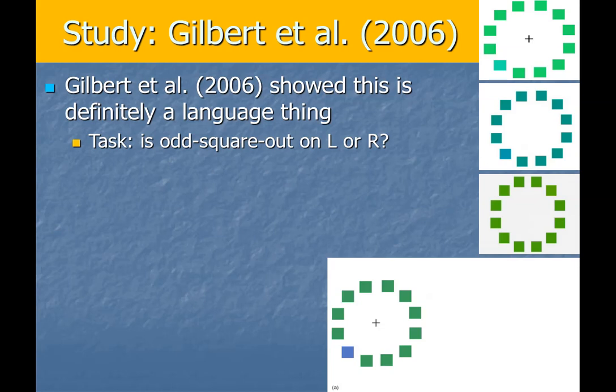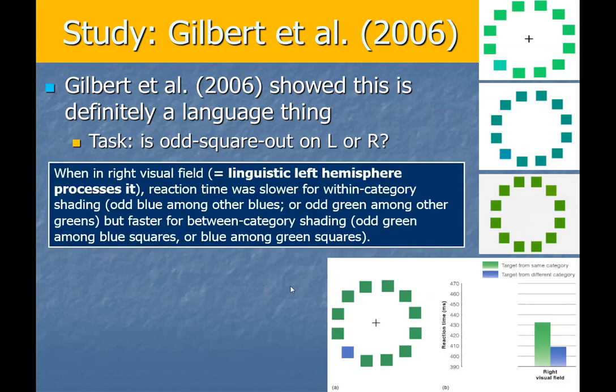So remember, if participants are fixating at a little fixation point or a little target cross at the middle of the picture here, then anything in the left half of the screen is going to the right hemisphere of their brain, and anything in the right half of the screen is going to the left hemisphere of their brain because of that contralateral wiring we've talked about. So what they found, here's their results.